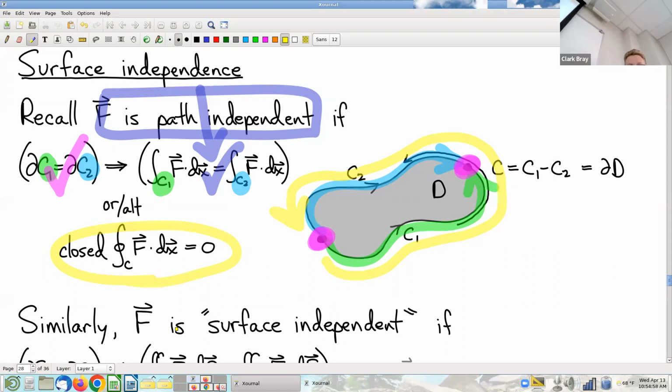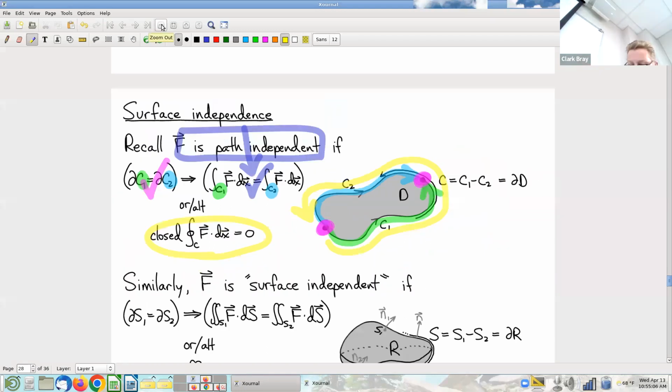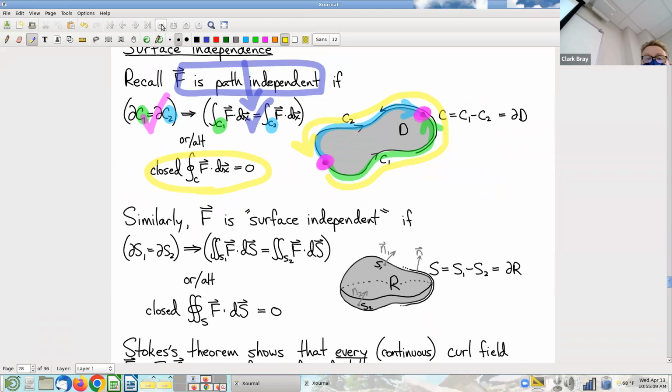Right. And then I'm going to define the corresponding concept of surface independence. Again, it's a total ripoff. So here's the picture. Try to keep this all visible at the same time. If you have two surfaces, here's a surface S1. Here's a surface S2. Drawn, you'll notice here, so that they have the same boundary curve. And here's that boundary curve kind of going around like that. So that's where my hands meet there, right? Okay.